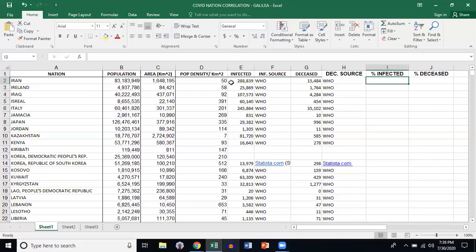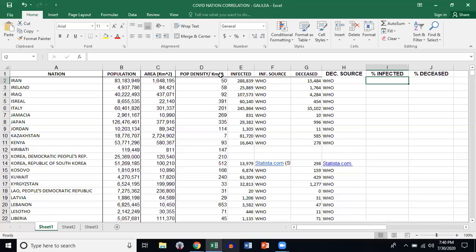For example, column B is an absolute number. That's the actual number of the population. Column C is the surface area. It's also an absolute number. Then columns E and G are also absolute numbers. But for example, column D is a relative number, relative in the sense that it's a population density. It's the number of people in the country divided by the area of the country. And that's why the population density will vary from nation to nation.